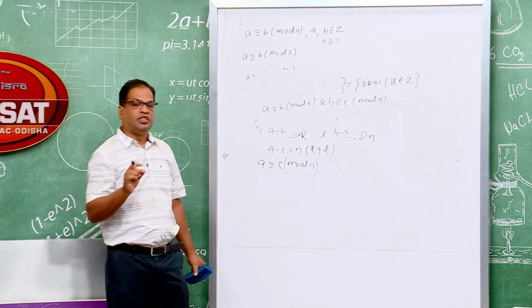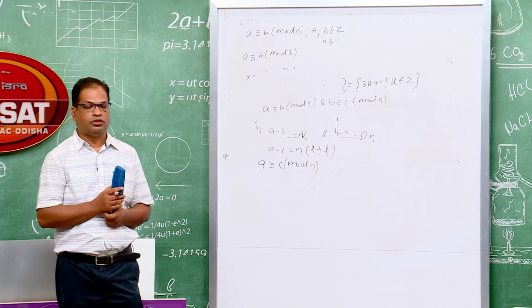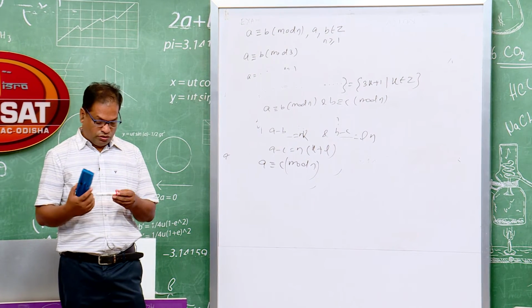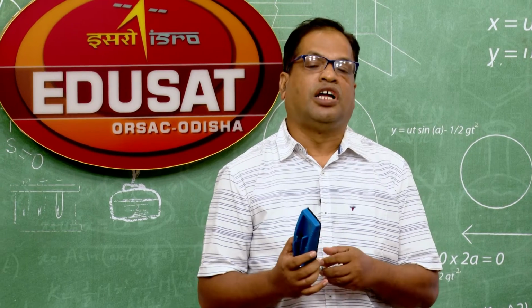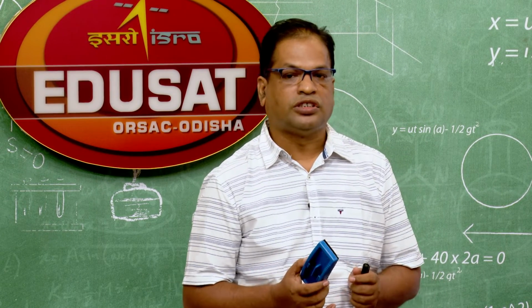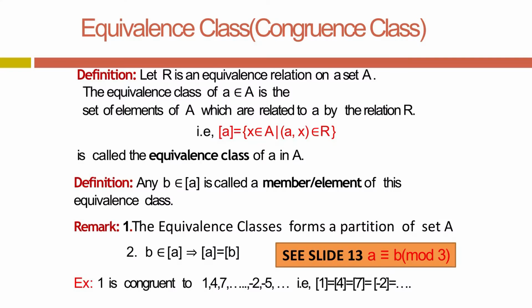So, that means, if A is congruent to B mod n and B is congruent to C mod n, then A is congruent to C mod n, then the relation is transitive. So, we proved that congruence modulo n relation is an equivalence relation on the set of integers. Now, after this we will discuss equivalence class.